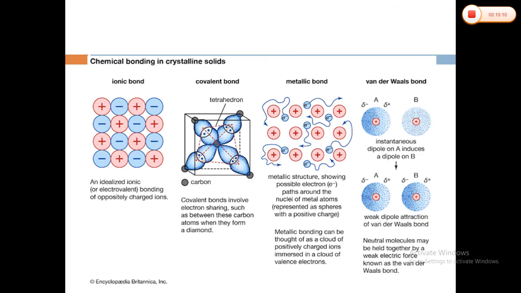Coming to bonding, as I told you, we have ionic bond, covalent bond, metallic bond, and van der Waals bond. Ionic bond, the classic example is sodium chloride.